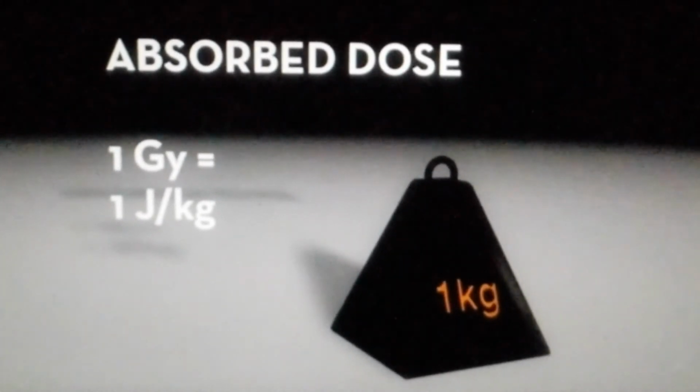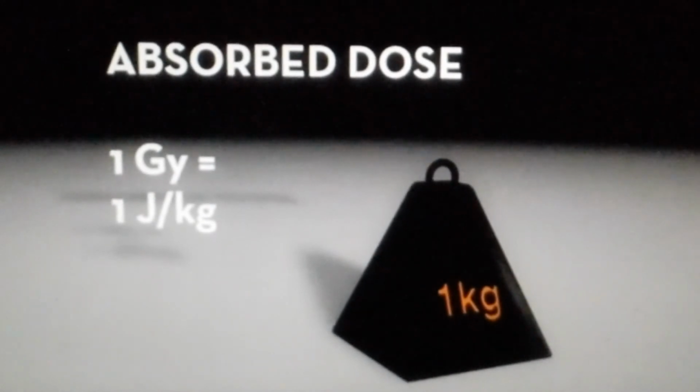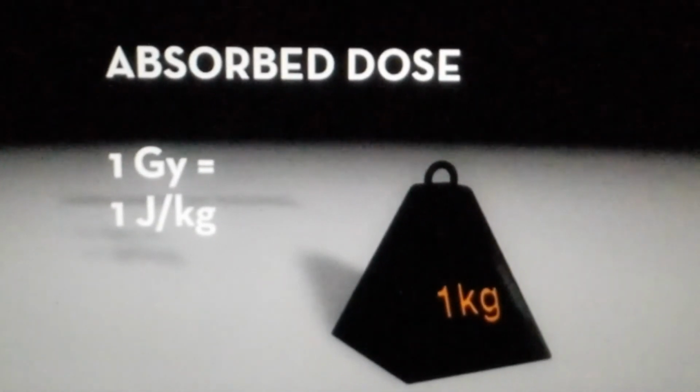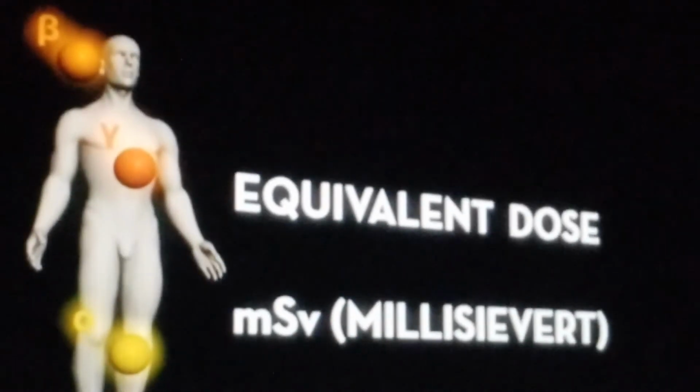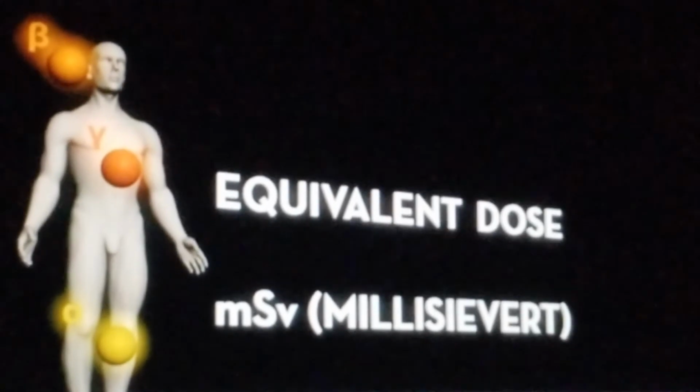However, absorbed dose is not a clear measure of the harmfulness of radiation because the various types of radiation affect tissue in different ways. The unit is the sievert, and 1 sievert represents a large amount of absorbed dose. It is more common to speak in terms of millisieverts.